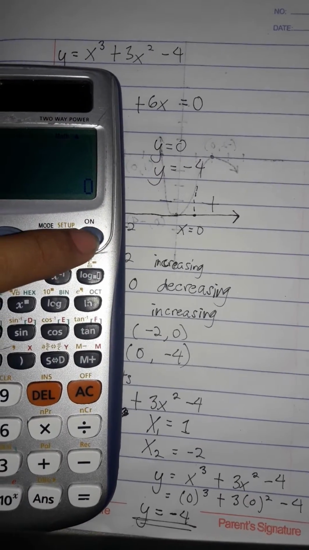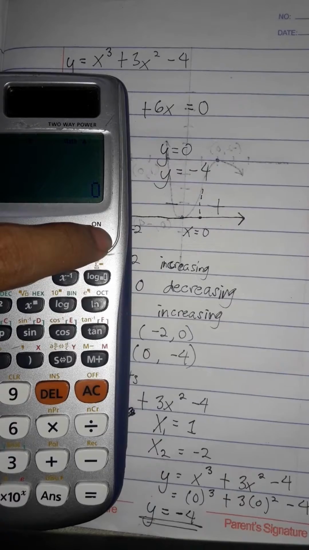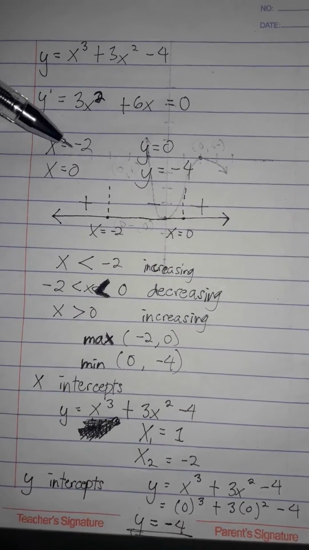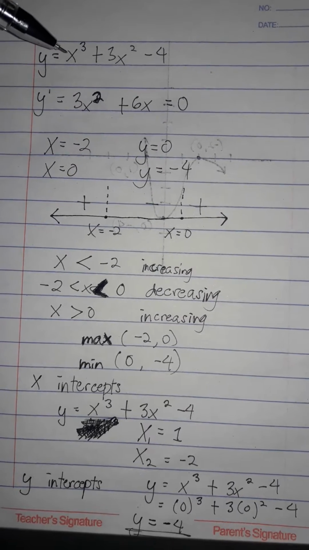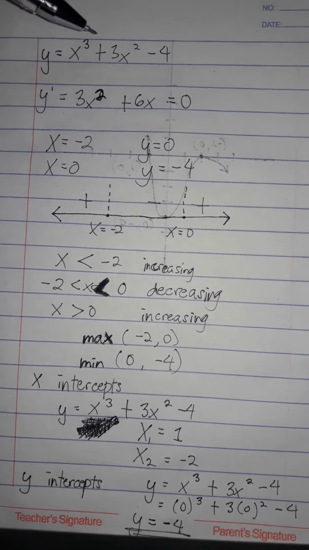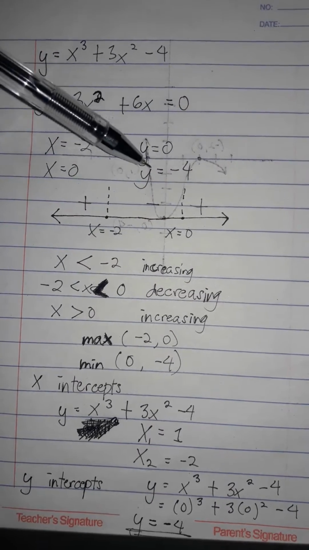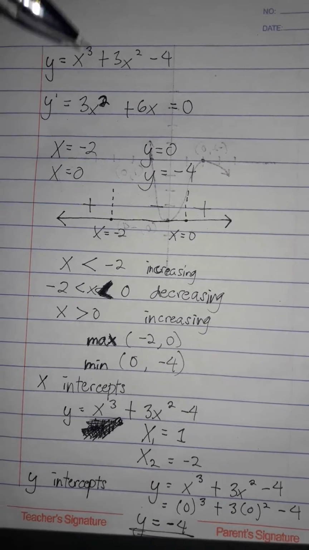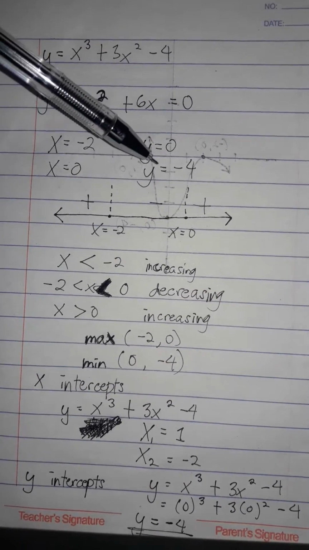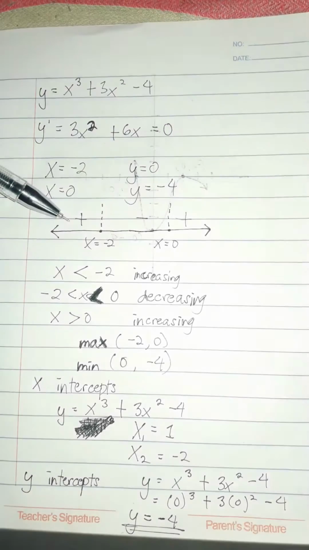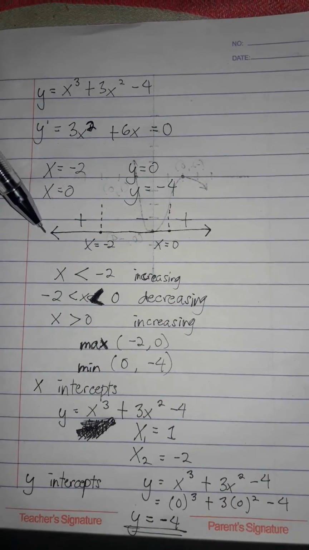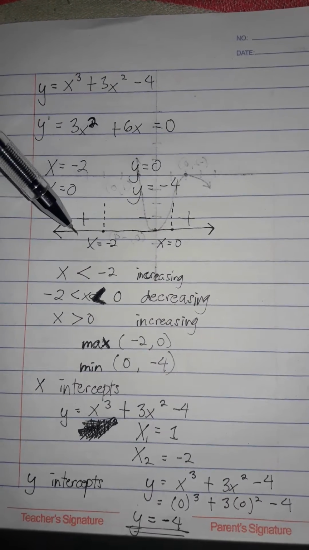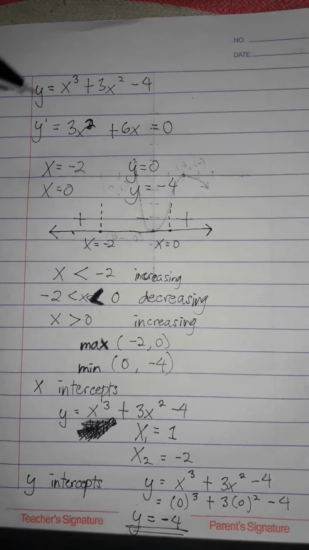Now, to get the y, we're gonna need to substitute this negative 2 into the original equation, which will turn out to 0. And same as this one, our second x, it will result in negative 4. So after that, we're gonna need to make a number line so that we can determine which is the critical point.